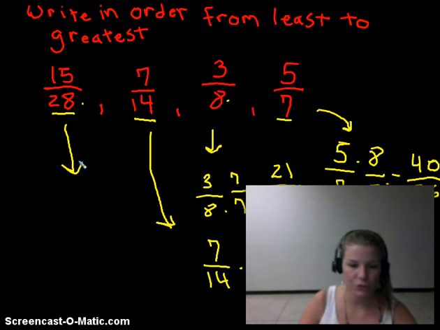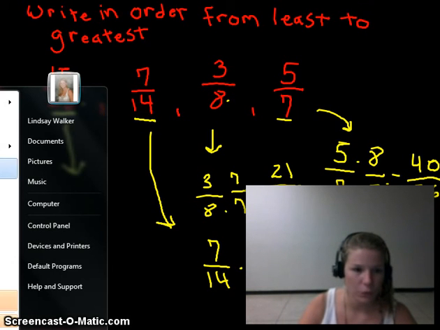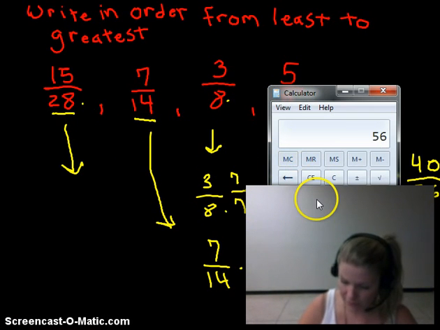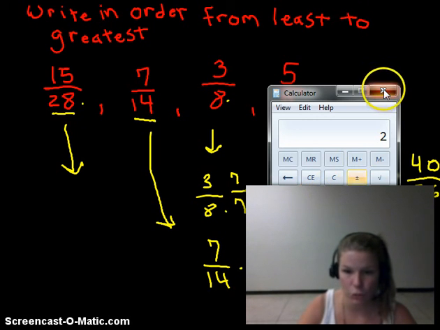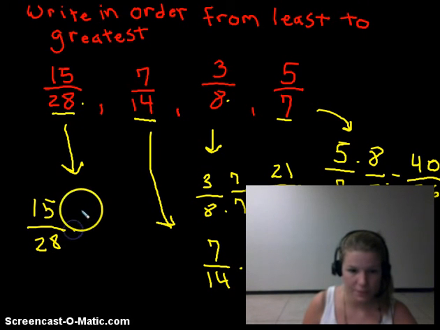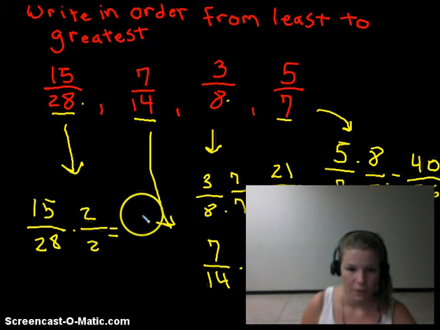And last one. Well, we can do the reverse operation again. 28 times what makes 56? I don't know. Let's do 56 divided by 28, and we get 2. So for this fraction, we're going to multiply the top and the bottom by 2. 15/28 times 2/2 makes 30/56.